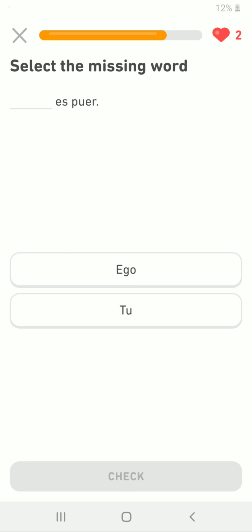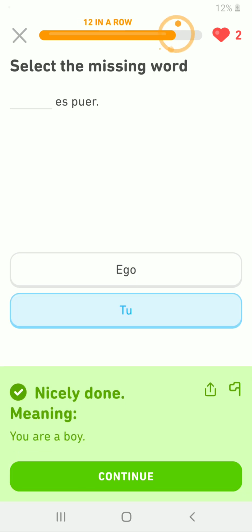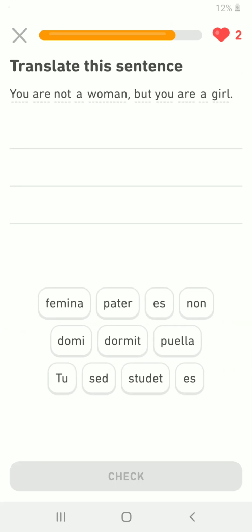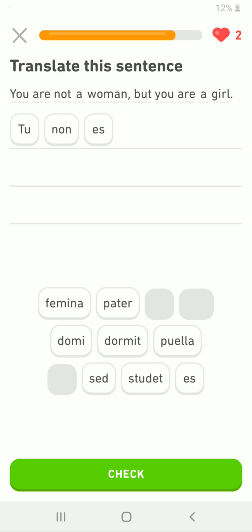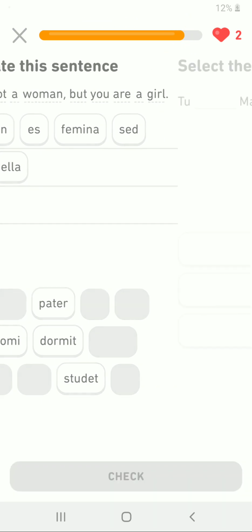Quis est vir. Quis est puer. Quis est puella. Quis est femina. Yeah. So tu es puer. You are. And you are not a woman. Tu non es femina, sed es puella.